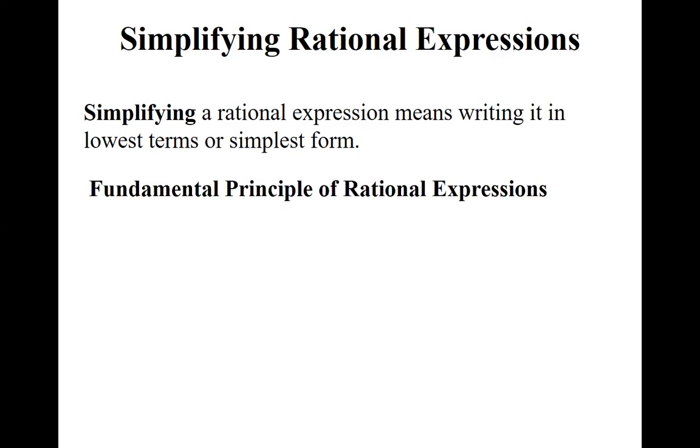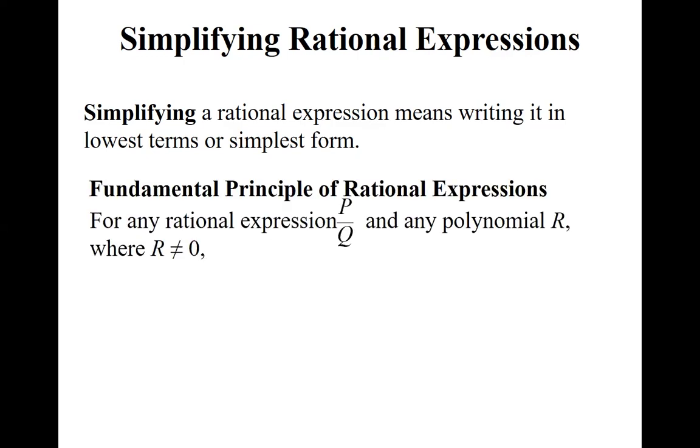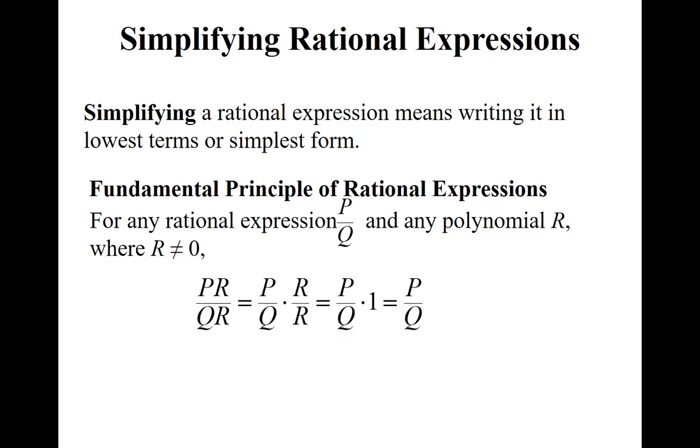The fundamental principle of rational expressions. For any rational expression P over Q and any polynomial R where R is not 0, P times R over Q times R is the same as P over Q times R over R, which is the same as P over Q times 1, which is just P over Q. In other words, if there's a common factor to the top and the bottom, we can cancel that common factor away. PR over QR is the same as P over Q. We can cancel away the R.